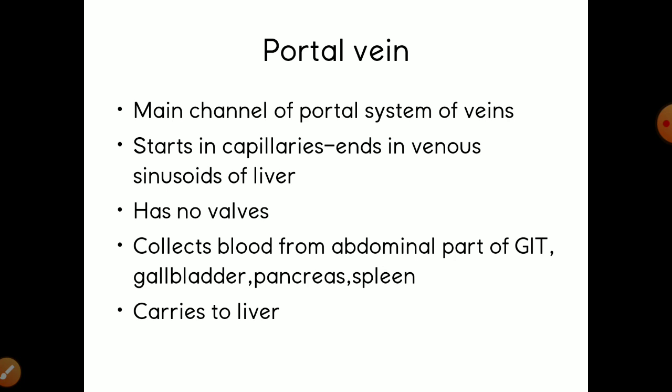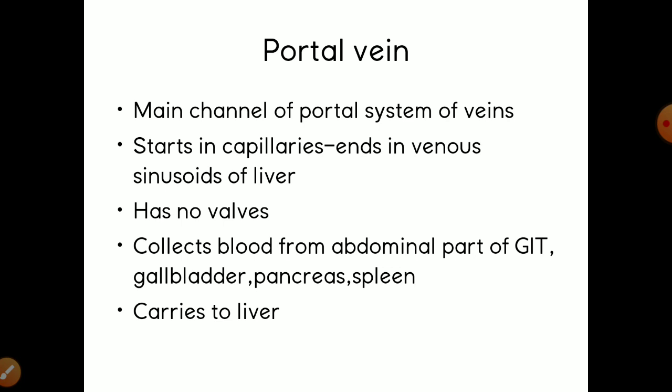Coming to portal vein. Portal vein is the main channel of portal system of veins. It is peculiar in that it starts in capillaries and ends in venous sinusoids of the liver, and it has no valves. The portal vein collects blood from the abdominal part of gastrointestinal tract, the gallbladder, the pancreas, the spleen, and carries it to the liver.